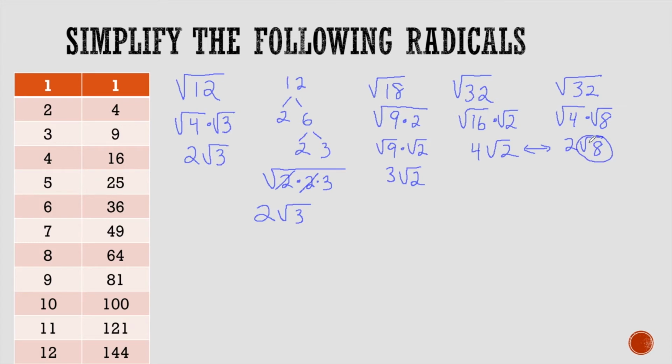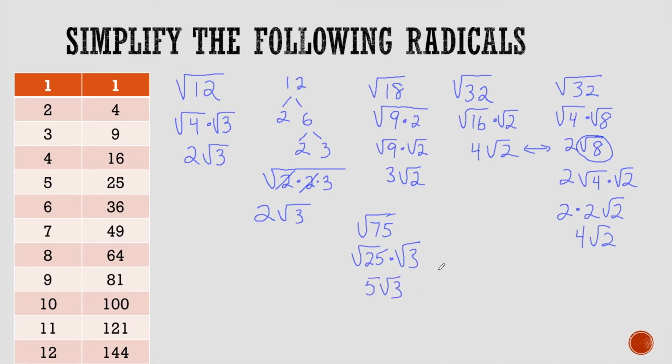However, this can be broken down further. Square root of 8 is square root of 4 times square root of 2. This 2 comes down. Square root of 4 is 2. Square root of 2 stays here. So we get 4 root 2. Let's try another one. Square root of 75. We look down this column for the biggest number that goes into 75, and we say 25. How many times? 3 times. Square root of 25 is 5. 5 root 3.